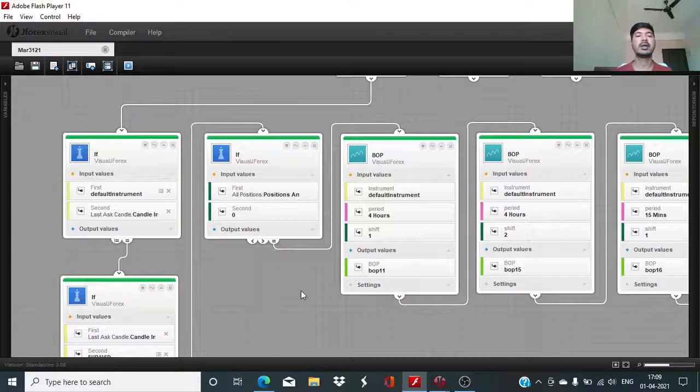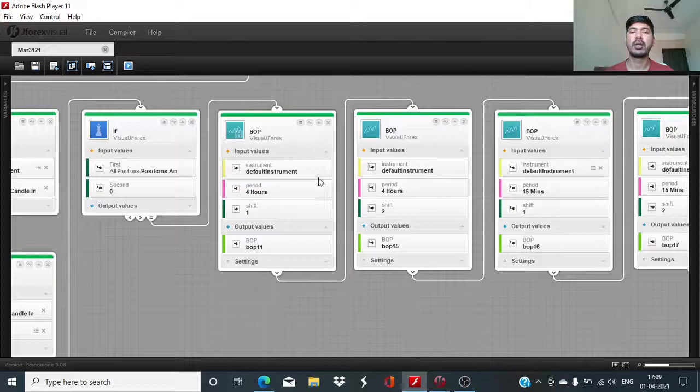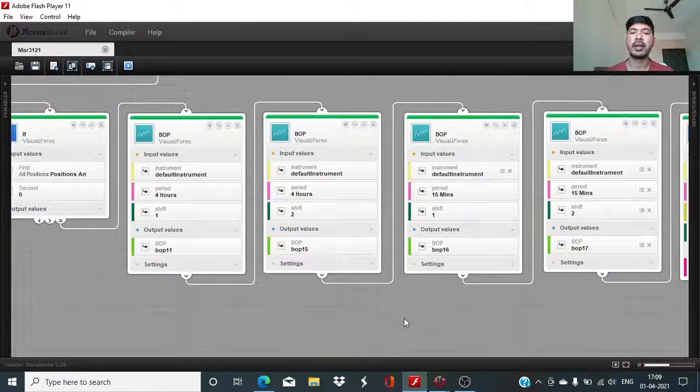In the prior session, the instrument subscription was done where the instrument of choice is Euro USD. The position amount has been set at 0. Then I got these balance of power indicator blocks to look at the price action. And using this block, we can see on what side the trend is, whether it is bearish or bullish. And accordingly, we can set the conditions for the execution of the trade.